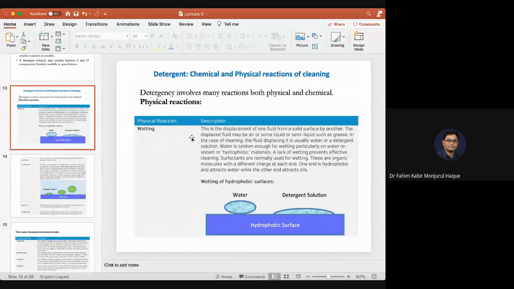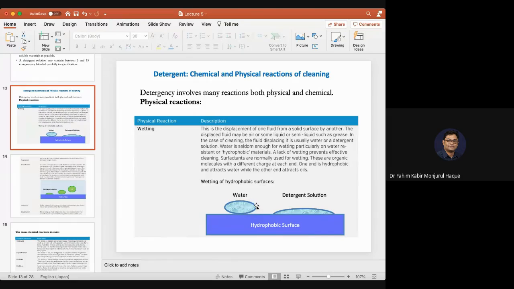So, for example, wetting. I actually heard this word several times, but I myself didn't have a very clear idea what wetting is. Wetting means, what, to make wet, but what does making wet actually mean? So this is actually wetting. For example, you are cleaning a hydrophobic surface. You are using water for cleaning, and the surface you are cleaning is hydrophobic. So what will happen? The water will be like this on the hydrophobic surface.